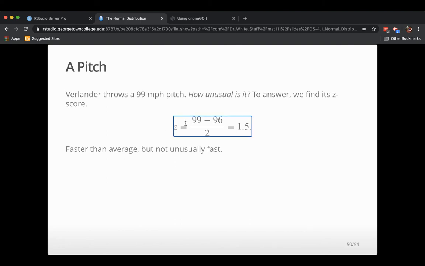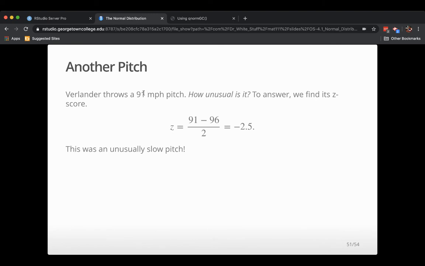Well, get the z-score. The value, 99, minus the mean of all the pitches, 96. That's a 3 on top. Divide by the standard deviation of 2. 3 divided by 2 is 1.5. So a 99 mile pitch is faster than average, but it's only about 1.5 standard deviations over the mean. I would not call it unusually fast.